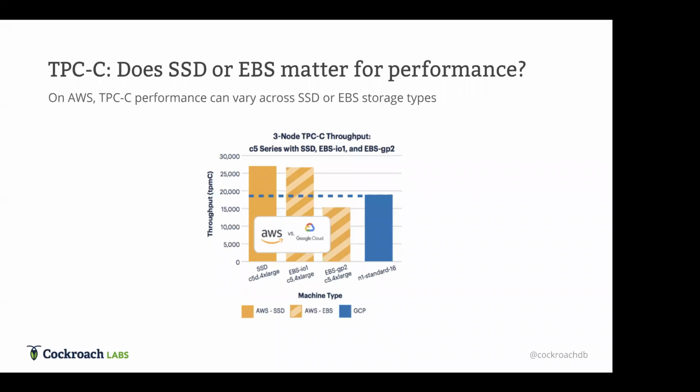And so sort of the takeaway that we came to, or the conclusion after this was, well, if it's not SSD or EBS as the distinction between performance, what might explain the performance difference between AWS and GCP on this benchmark?